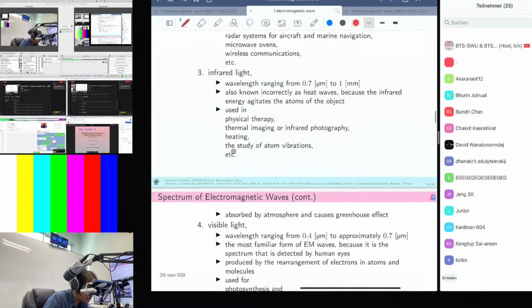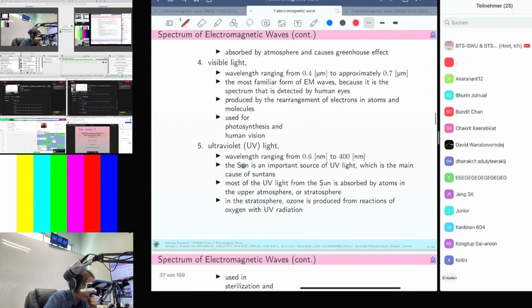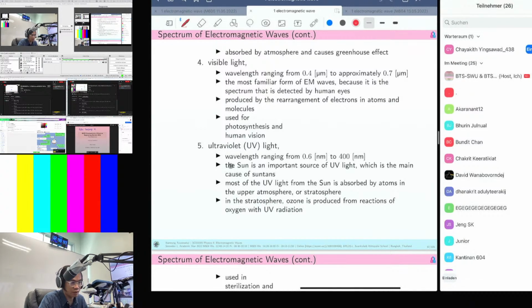That's why we say it's the frequency band above the visible light, and the wavelength is given from 0.6 nanometer until 400 nanometer. And what is the source of this ultraviolet light?